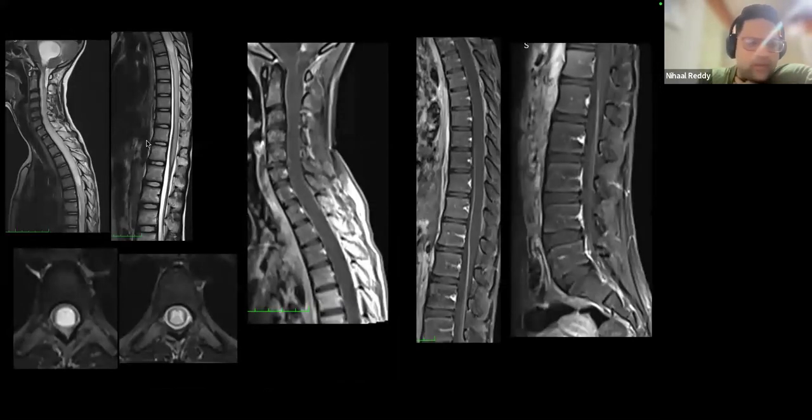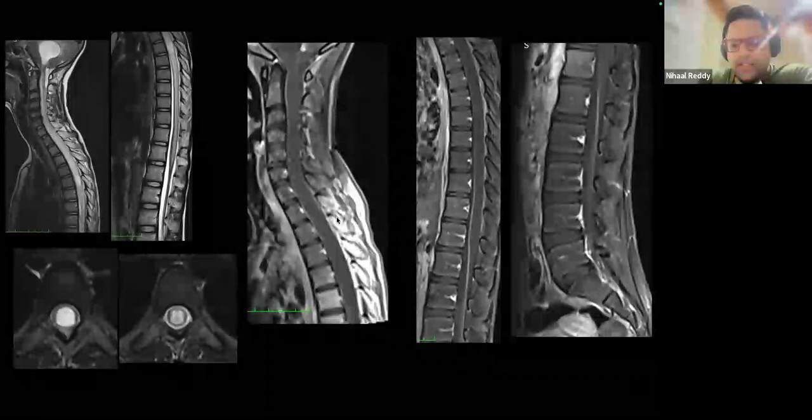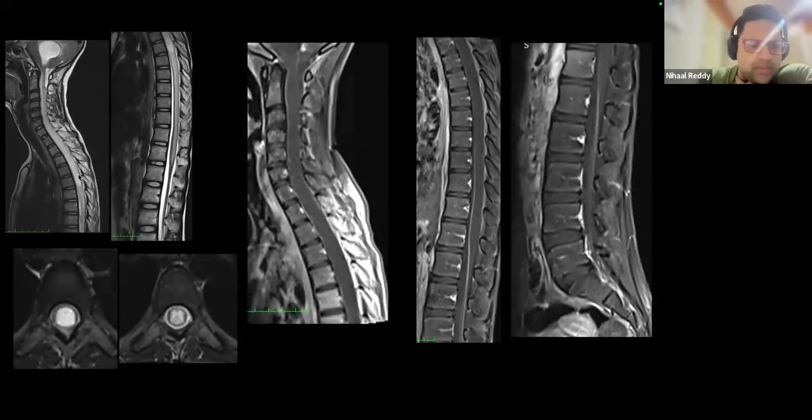On the spine sequences, you have this long segment myelopathy involving the entire extent of the spinal cord. Almost the entire cross section of the spinal cord is demonstrating these T2 hyperintensity changes. On contrast sequences, you have enhancement along the dura and also along the cauda equina nerves. There are no focal enhancing lesions in the spinal cord, though there are some slightly higher hyperintensities, especially in the thoracic cord, but they don't enhance on the contrast sequences.